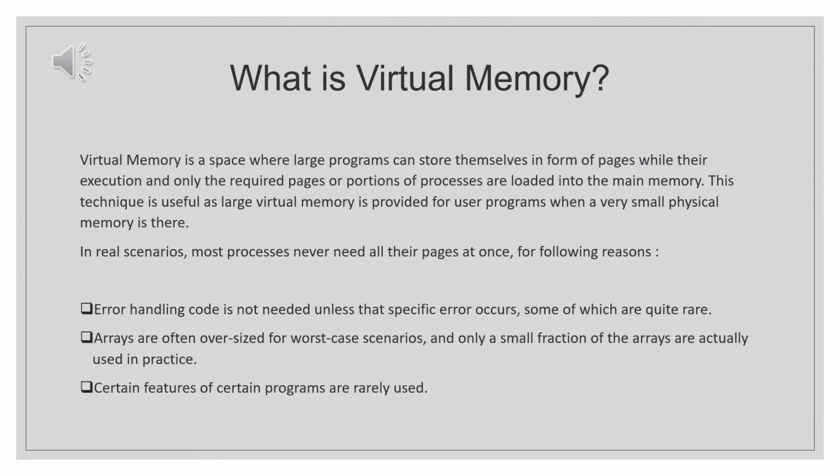What is virtual memory? Virtual memory is a space where large programs can store themselves in the form of pages while their execution and only the required pages or portions of processes are loaded into the main memory. This technique is useful as large virtual memory is provided for user programs when a very small physical memory is there. In real scenarios, most processes never need all their pages at once.